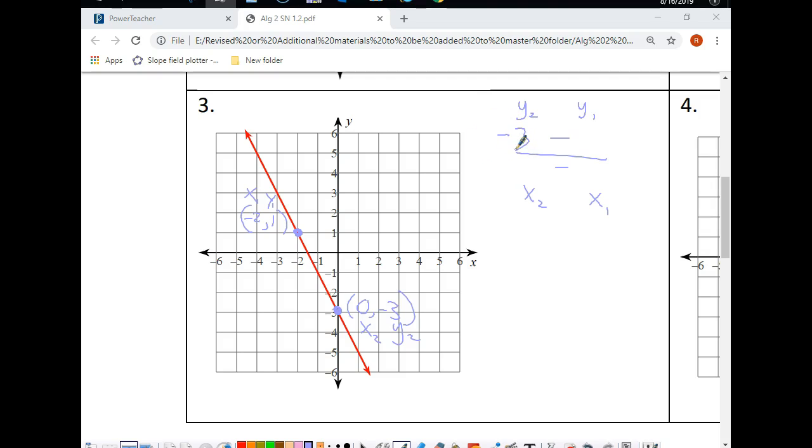True, I agree. It's right there, labeled as such. Nelson, what's y1? Good. Adrian, what's x2? 0. Thank you. And then John, what's x1?